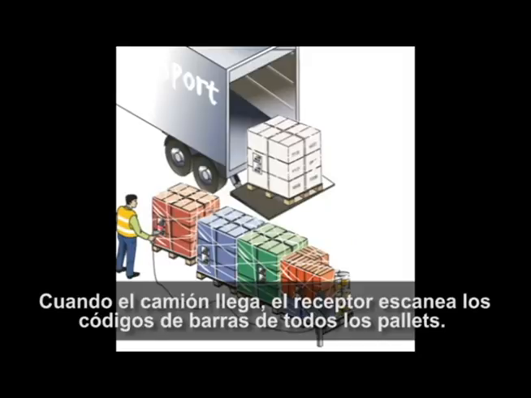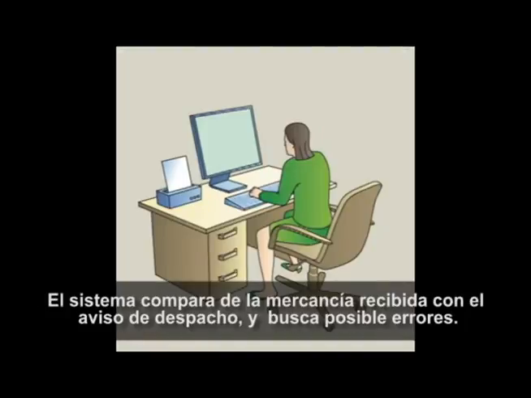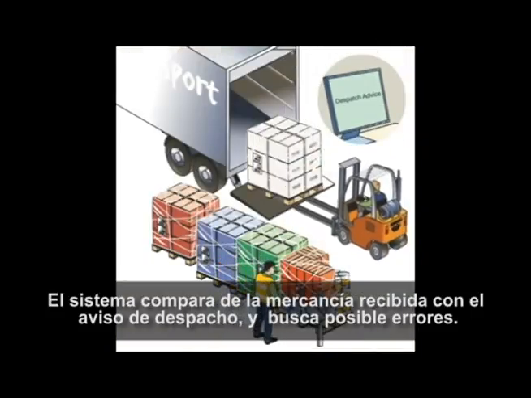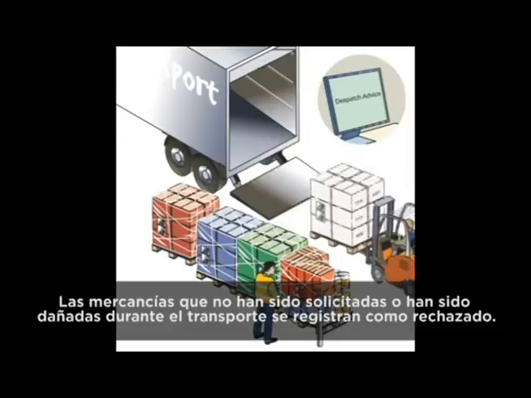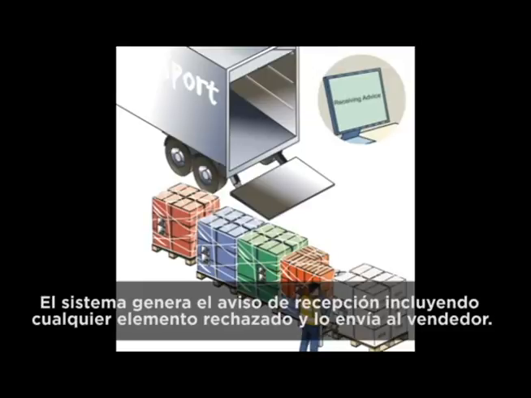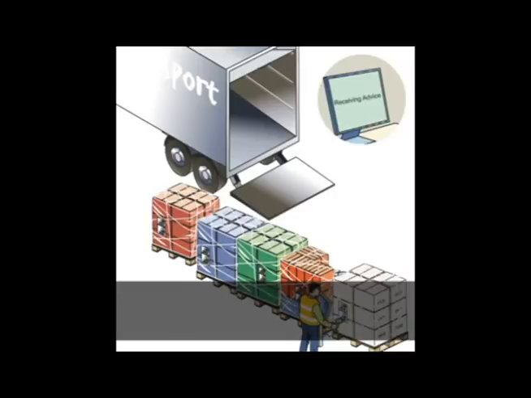When the truck arrives, the receiver scans the barcodes of all the pallets. The information system compares the goods received to the dispatch advice and detects possible errors. Goods that have not been ordered or have been damaged in transport are recorded as rejected. The system generates a receiving advice, including any rejected items, and sends it to the seller.